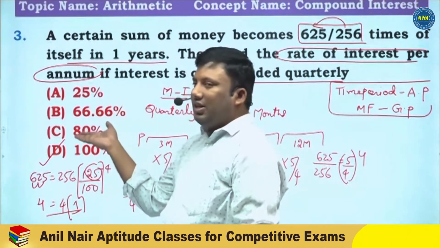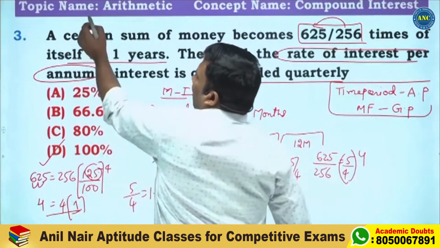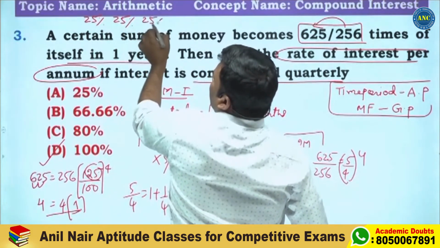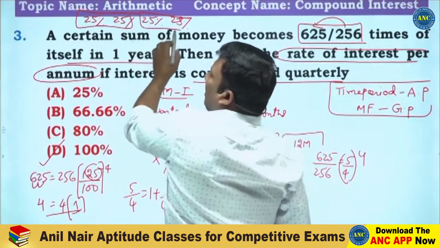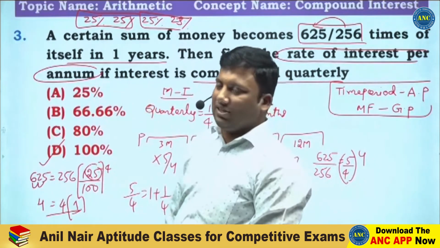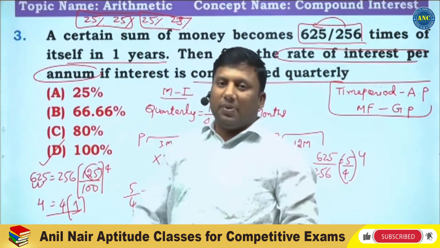So if all these values are 25, 25, 25, 25, taking 4 times, this is greater than 50 percent. Overall it is greater than 100 percent, which satisfies the answer. Overall it is 100 percent.